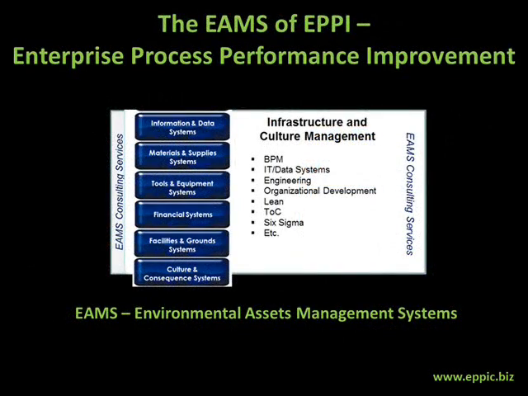When you conduct EPPI efforts, you'll often be led to solutions in two major buckets. Enterprise process performance improvements can be done in the environmental asset management systems. Here in this graphic, that includes the information and data systems. They might need to be tuned up. Materials and supply systems, tools and equipment systems, financial systems, facilities and ground systems, and the culture and consequence systems. These provide an environment for the performers to perform within.